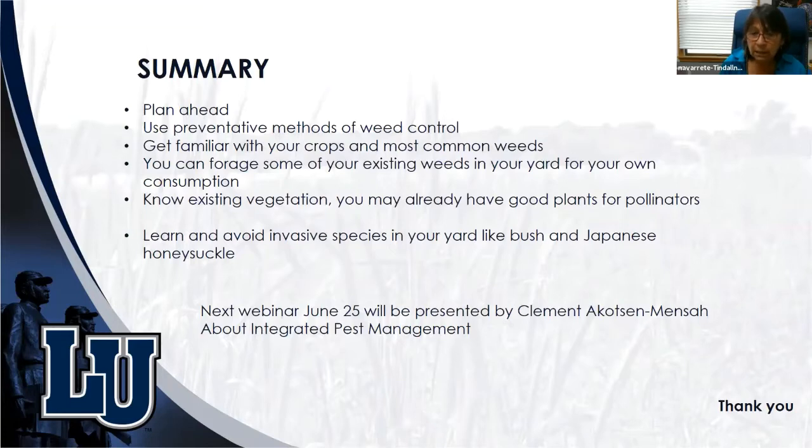And one thing that I like to mention, it wasn't in my presentation, but it is important to learn about invasive species. Examples like bush honeysuckle and Japanese honeysuckle, once they are in your yard, they're there to stay. It is very hard to control. Those are the only cases when I've been using herbicides. And the birds will bring them. So just be familiar so that you get used to it.